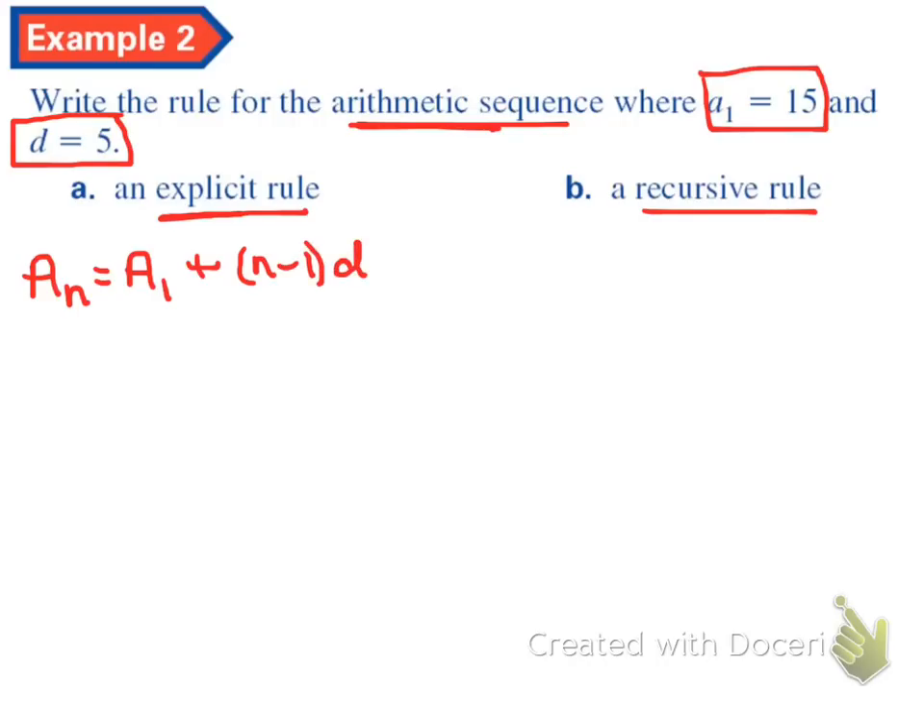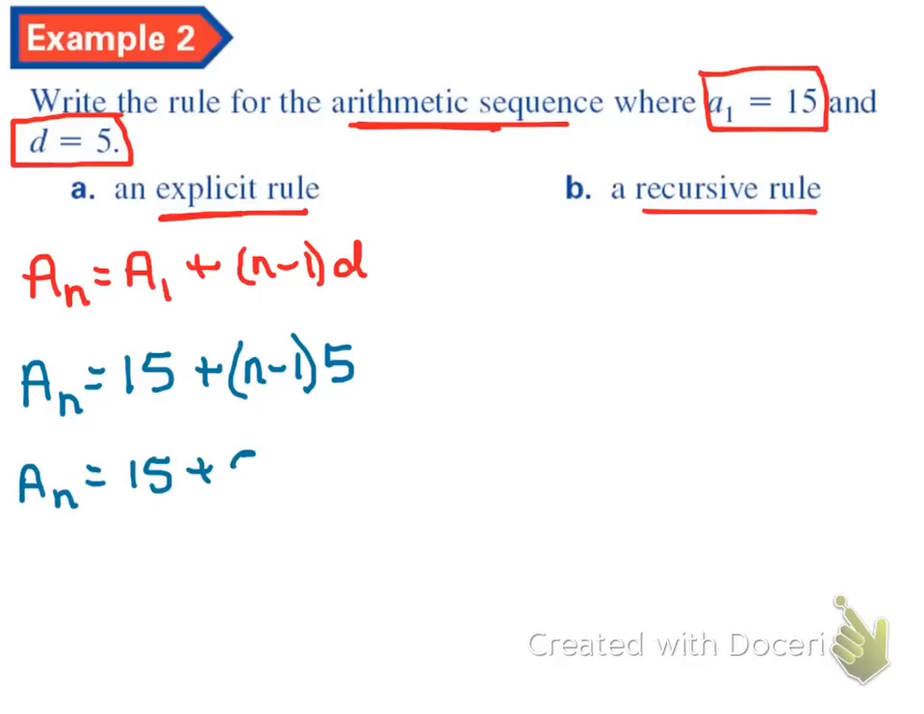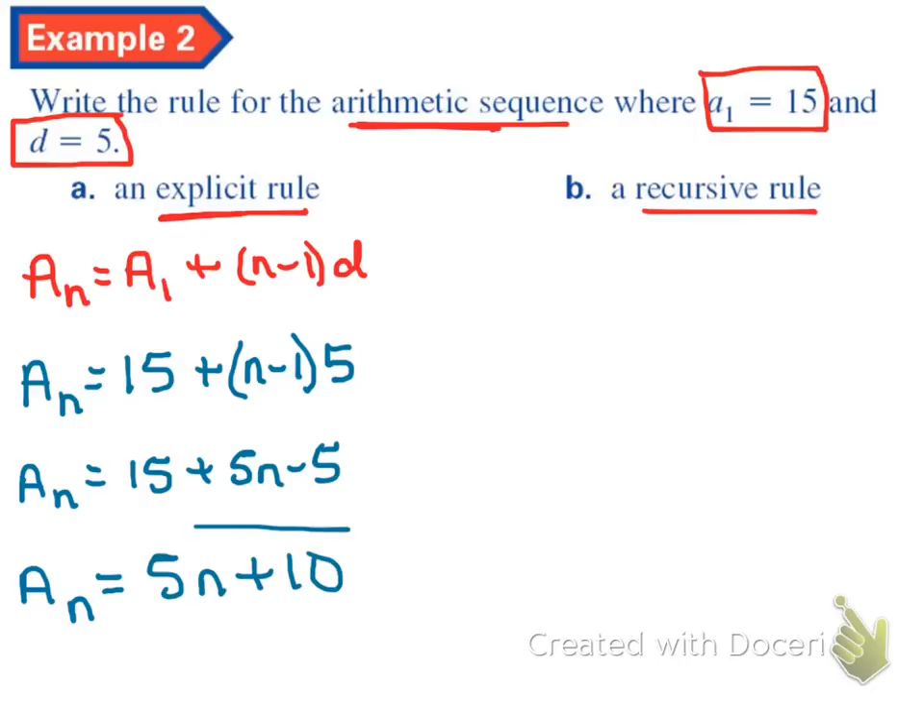So we substitute in what we know. The first term is 15, so any term is equal to 15 plus n minus 1 times the common difference. They've given us 5. Simplify, and we find that any term would be equal to 15 plus 5n minus 5. Put your like terms together, and we have the explicit rule that any term is equal to 5n plus 10.